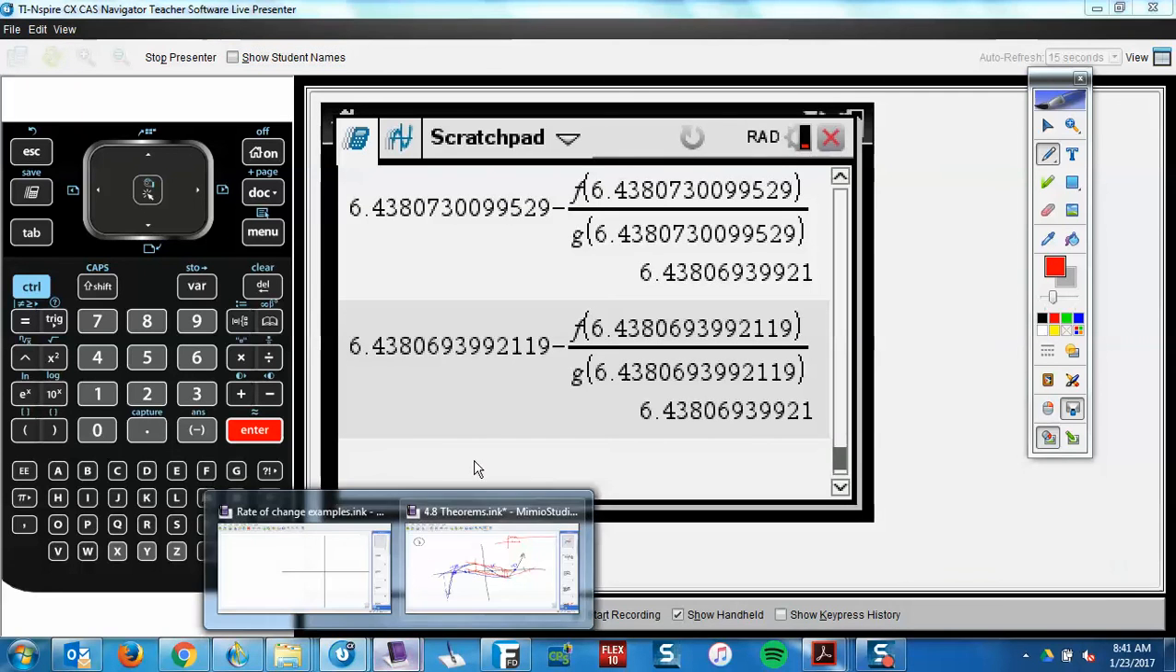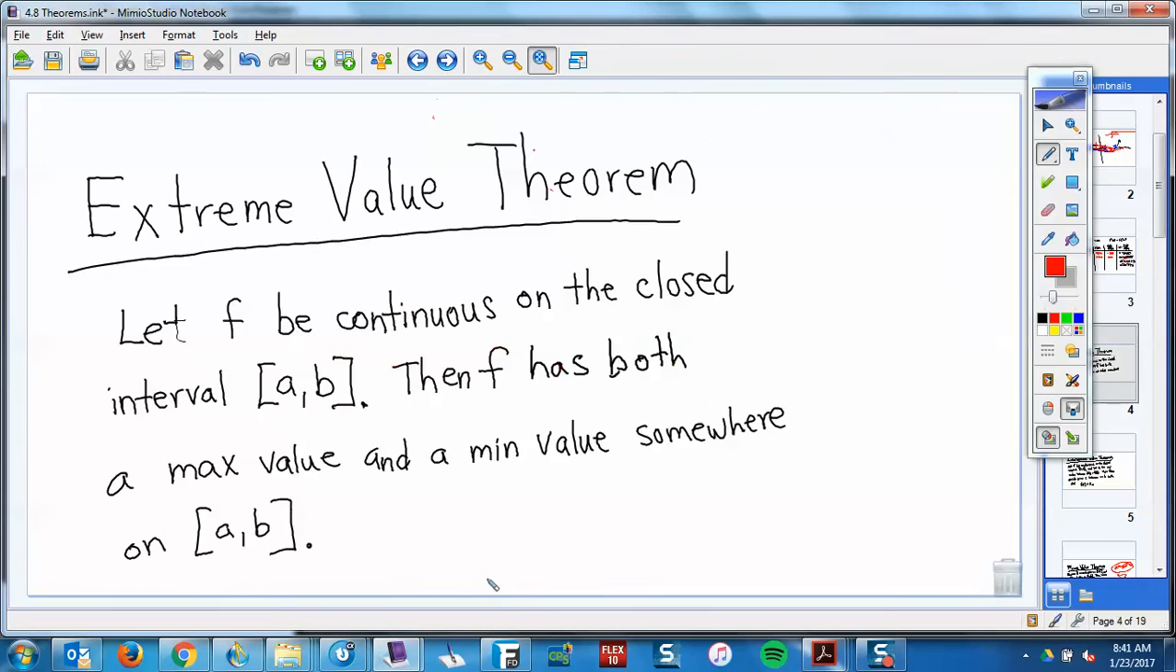Okay, that's Newton's method. All right, get your notes out. And this is section 4.8.